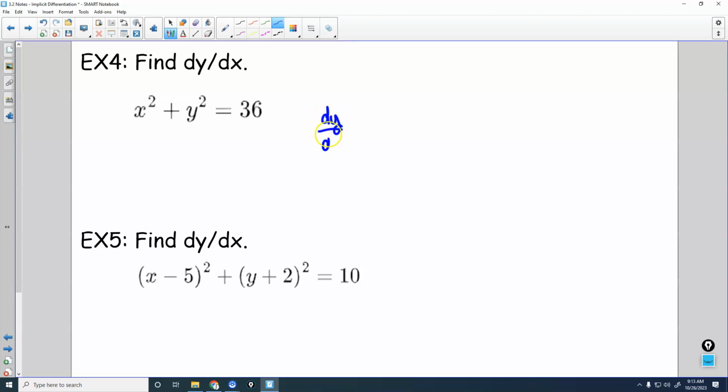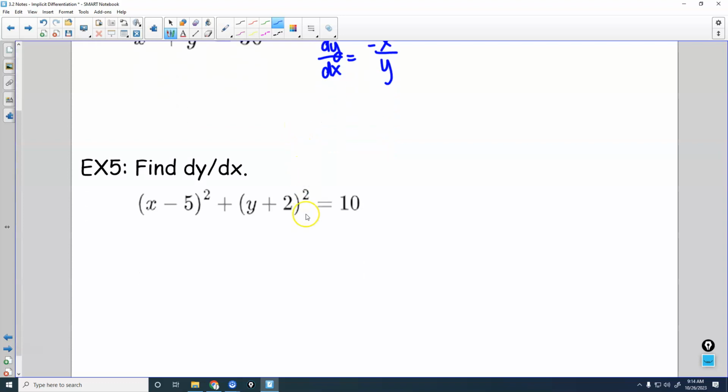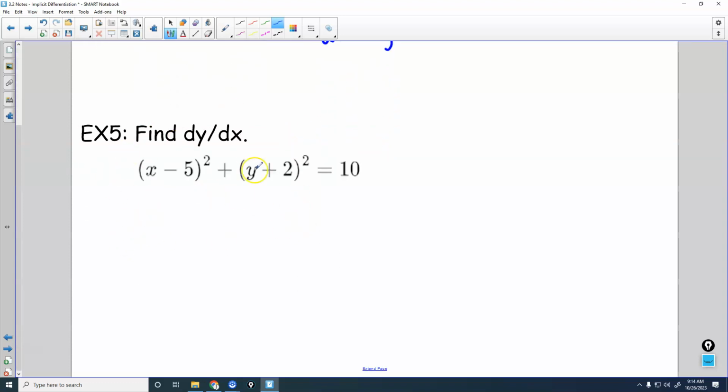I think we got dy/dx equals negative x over y. Is that what we got? Okay. All right, so this was a circle, and we said it didn't matter what the radius was. That's what you were going to get every time for a circle centered at (0, 0). Let's look at what happens if we have a circle with a different center. The center of this circle, what would it be? (5, -2). All right, so we're looking to see if we get something different here.